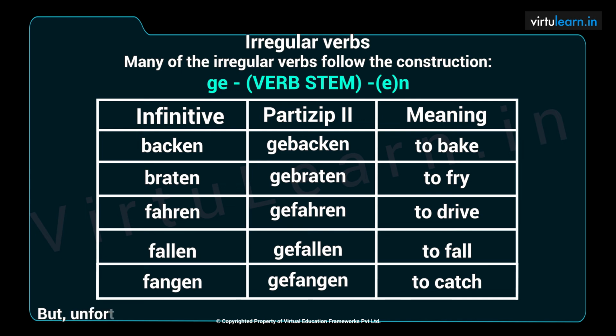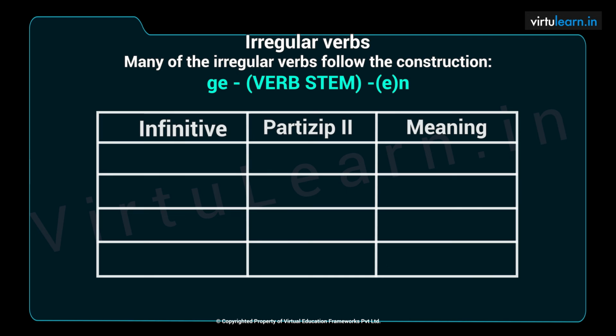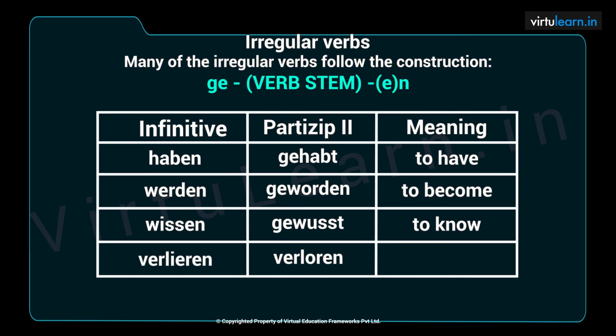But unfortunately, most irregular verbs do not follow any easy rule to learn. For example, haben, gehabt. Werden changes the stem and becomes geworden. Wissen again changes the stem and becomes gewusst. Verlieren changes to verloren.